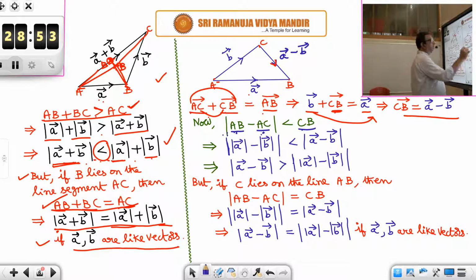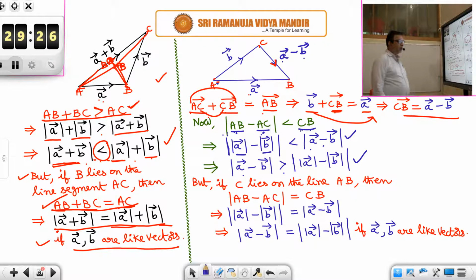But what is AB? AB is the modulus of the vector A bar, the magnitude of the vector A bar. So mod A bar. What is AC? Magnitude of the vector B bar, mod B bar. Minus what is CB? CB we have proved that it is A bar minus B bar. So CB is nothing but its magnitude, mod of A bar minus B bar. So then you write it in the reverse way. Mod of A bar minus B bar is greater than mod of mod A bar minus mod B bar.